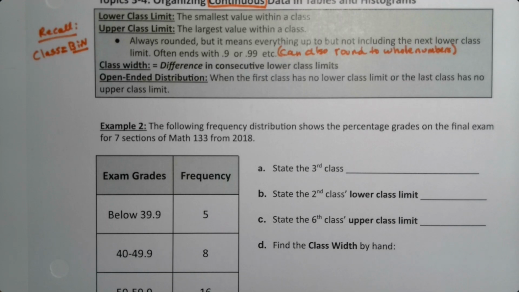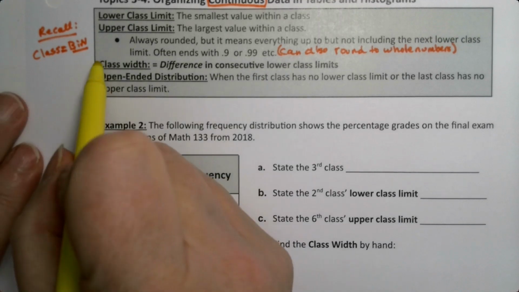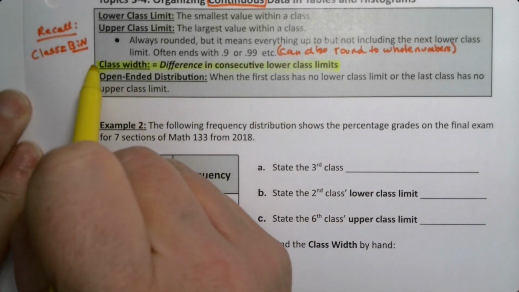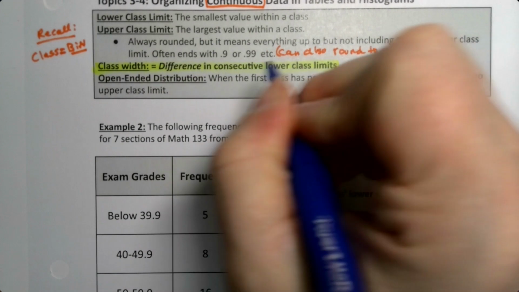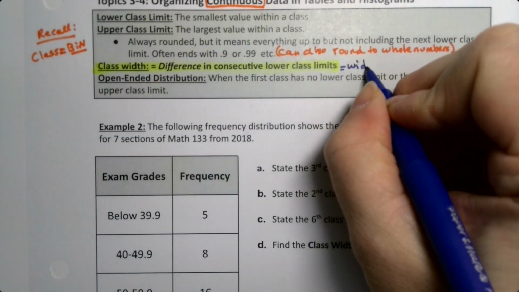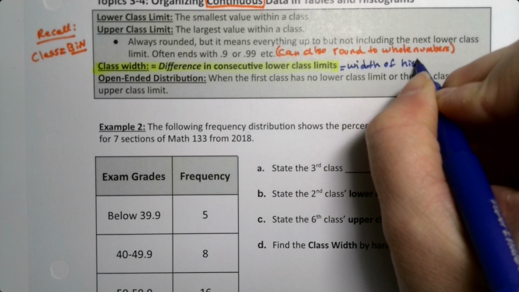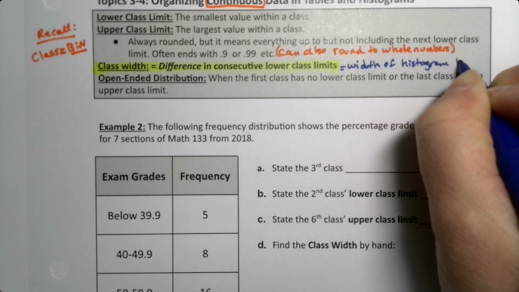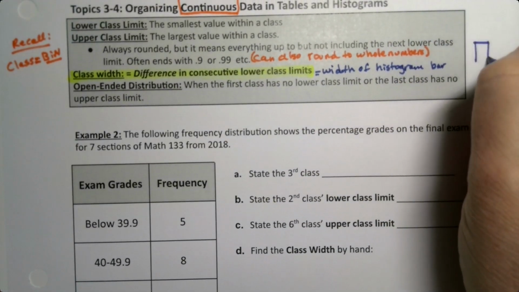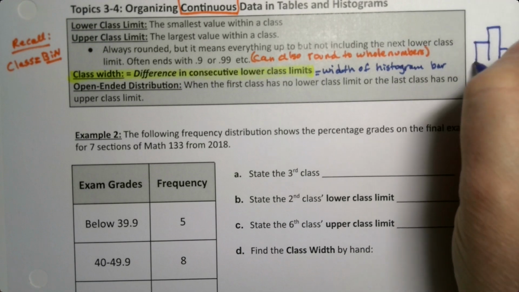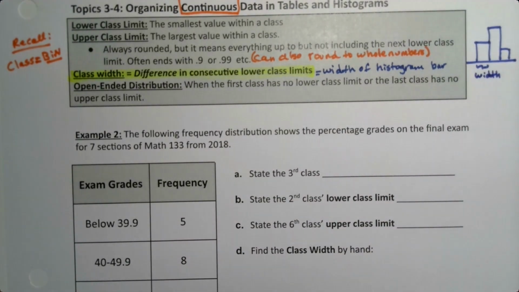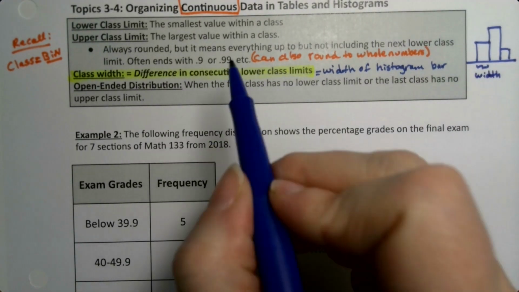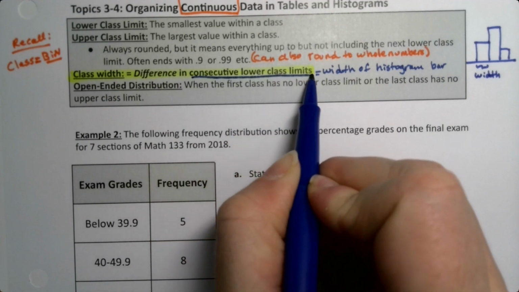All right, now the class width. A lot of people get the class width wrong, so you really want to highlight it. Class width is the difference in consecutive lower class limits. It's how wide the bar would be when you make the histogram, so that's where the width comes from. It's the width of a histogram bar. When you think about your histograms, this is the width.